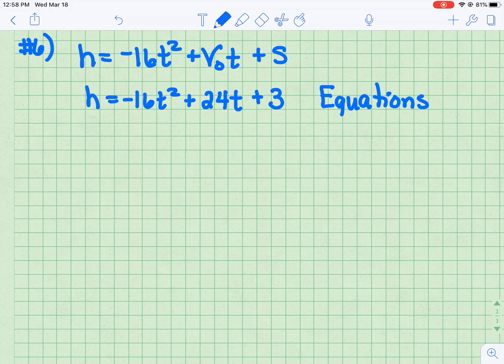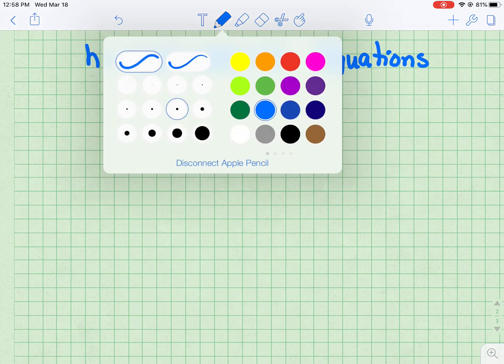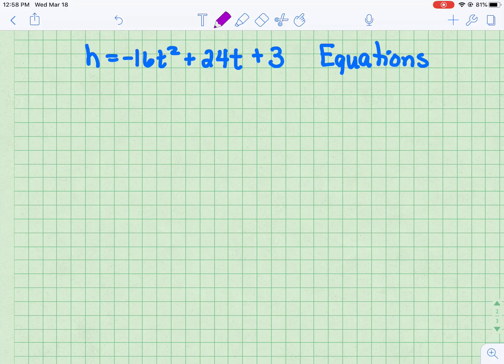Now, the question is, could I factor this? How do I figure out a solution? How do I know when this hits the ground? Well, there's a lot of ways to figure out solutions. The first way that I always look for is to see if this could be easily factored. And at first I was positive that, oh, this looks good because 3 goes into 24, but 3 does not go into 16. So factoring doesn't work here. That's usually my first go-to in a word problem, is factoring. So I'm going to cross that out.